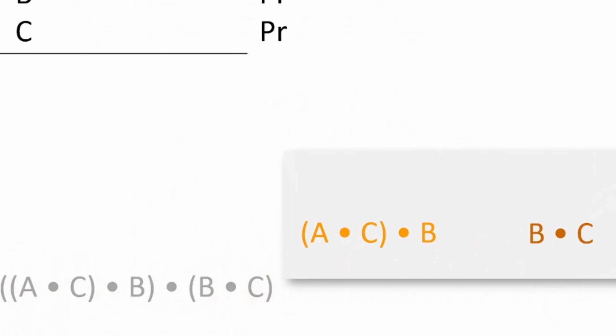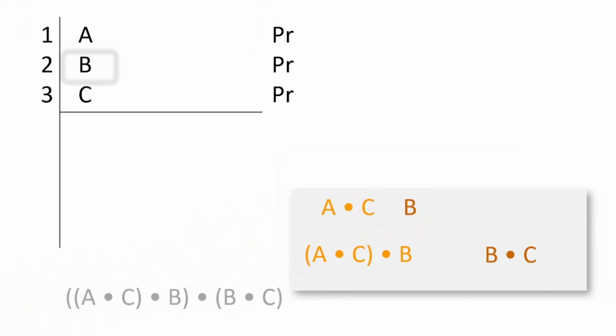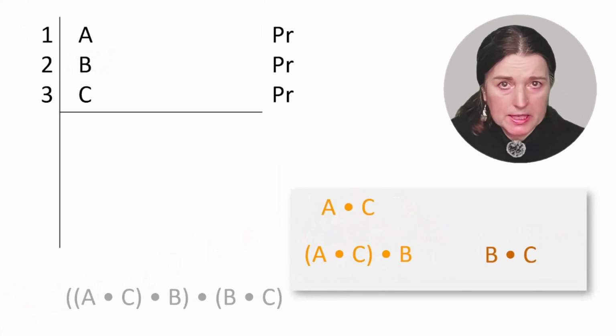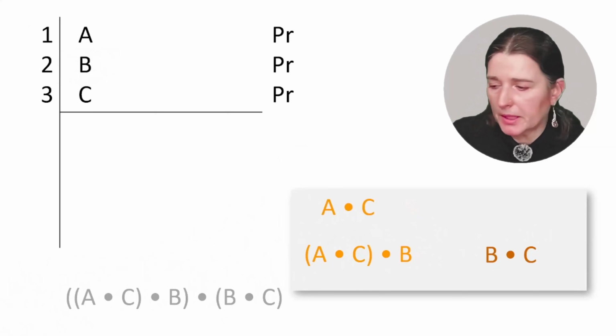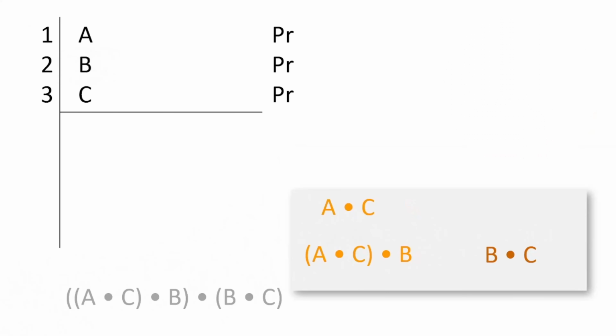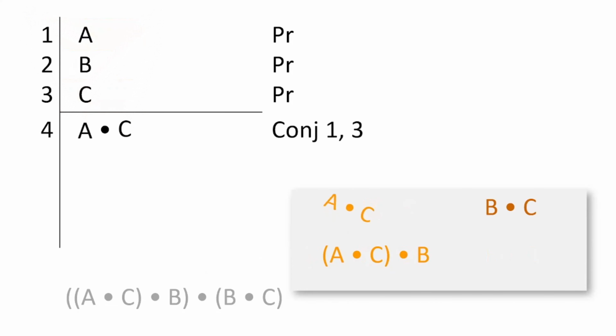But in order to obtain the first conjunct, we will need its complex conjunct first. That's A and C. B we already have on line 2, so we can forget about it. These are our subgoals here. We can obtain A and C by conjunction, B and C by conjunction as well. Let's proceed. We apply the conjunction rule to premise 1 and premise 3 and obtain the first subgoal, A and C. We apply the conjunction rule to premise 2 and premise 3 to obtain B and C, our second subgoal.